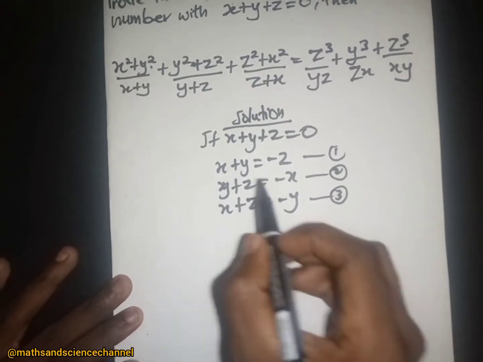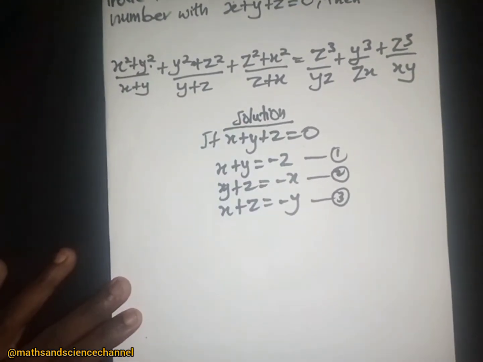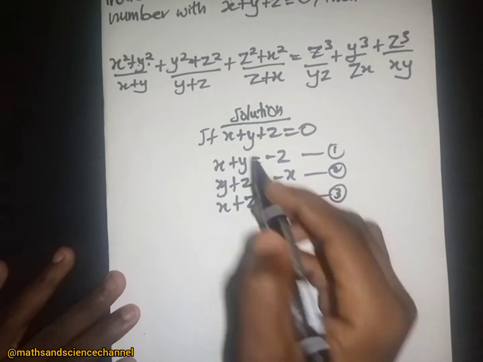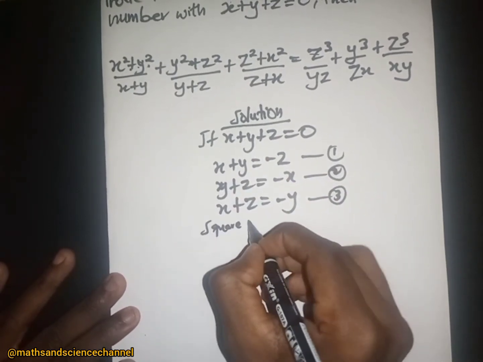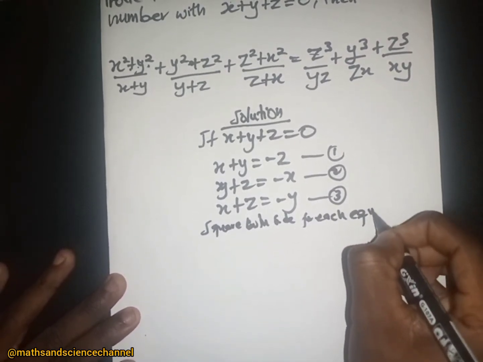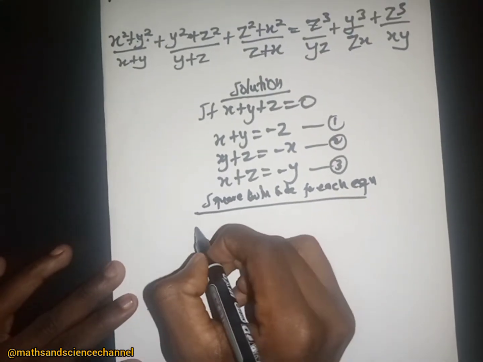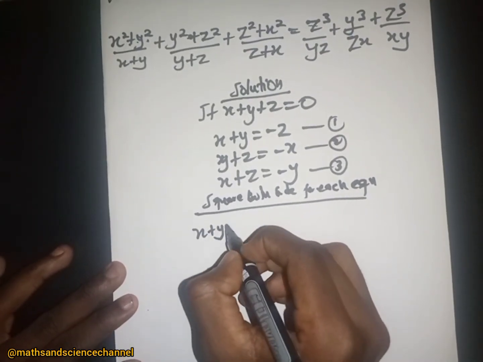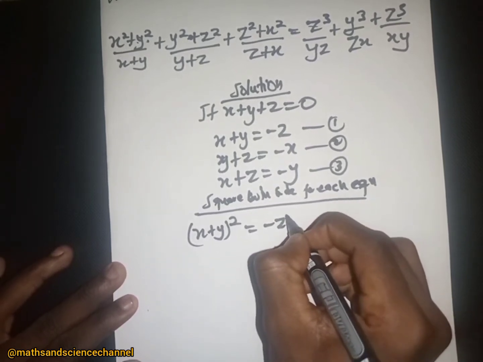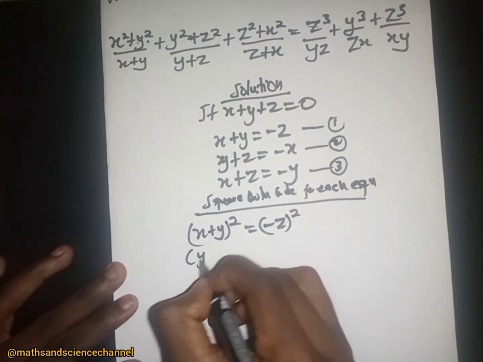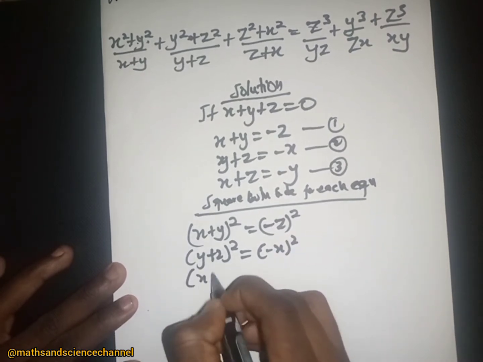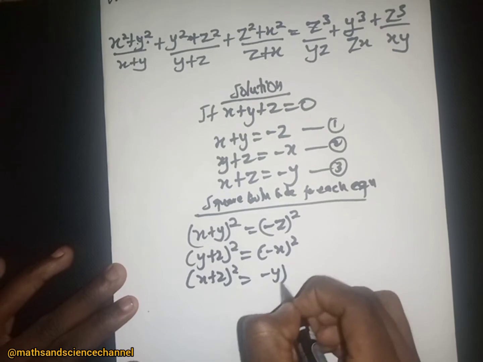In the next step, since we have x squared, y squared, they are squares. So that's what we are going to do. We are going to square both sides for each equation. So we have x plus y here, and we square it, being equal to negative z, then we square that. Then we have y plus z here, so square that. Then we have negative x here squared, then x plus z here squared being equal to negative y here squared.